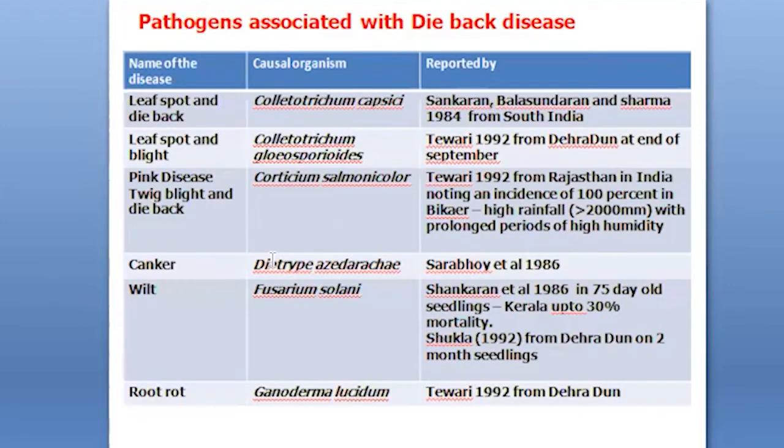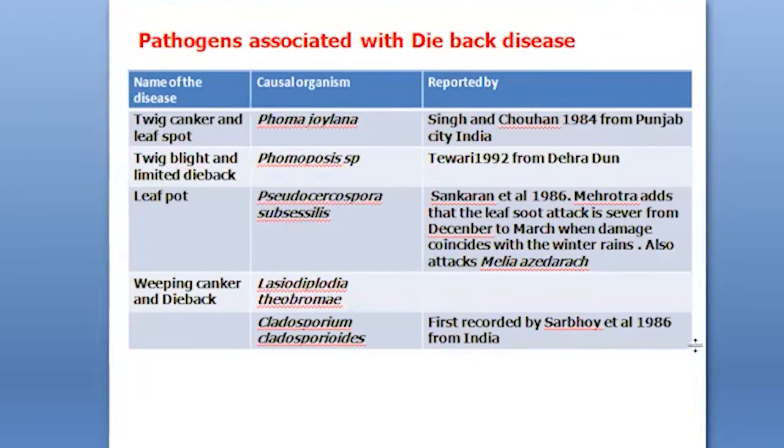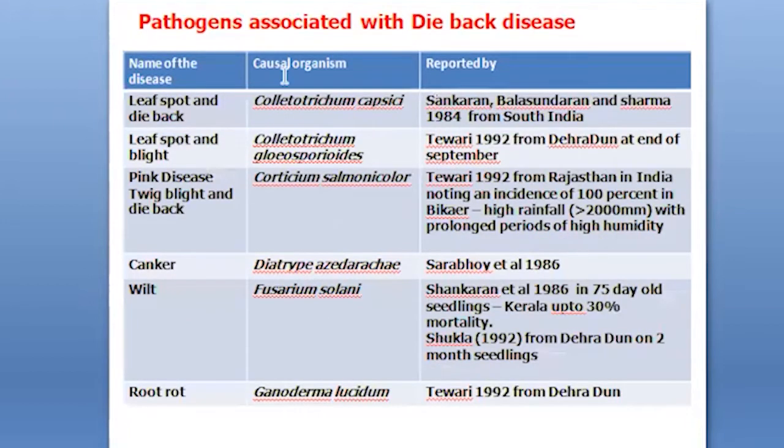And if you see the major pathogens, we have Phomopsis and Fusarium and some Colletotrichum also, but also there are some secondary pathogens, especially this Cladosporium. This is a secondary invader, and even your Colletotrichum also is a secondary invader. So these are the pathogens which are associated with the dieback disease of neem. This is particular to neem.